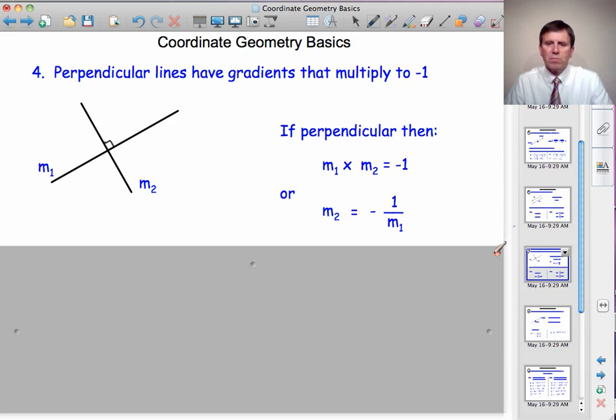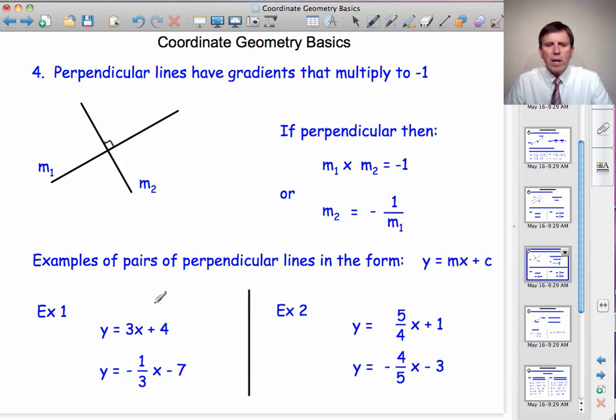2 examples. y equals 3x plus 4. If I want a perpendicular line, instead of a gradient 3, I want 1 over 3. But I also need a sign change. So if this one's plus 3, this has to be minus a third. If one line has a positive gradient, slopes from bottom left to top right, then the perpendicular line slopes the other way.